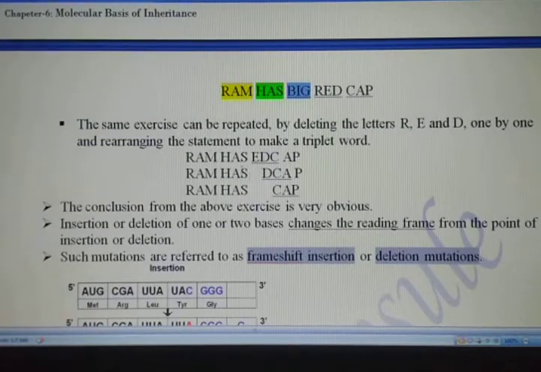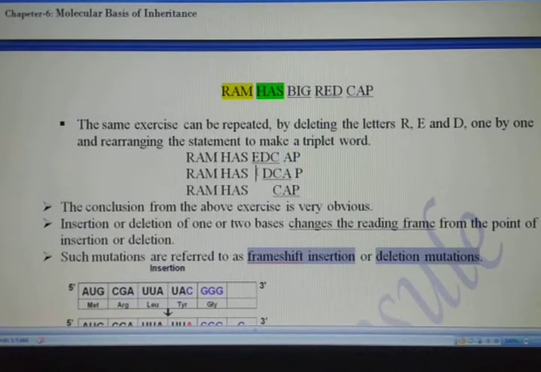The same thing we can perform for another one by deletion. Same: Ram has red cap. In that, what is done here? Insertion was done previously. Here we are talking about deletion. Let us say that RED is deleted one by one. First letter R is deleted here. So this is going to be disturbed after has. R is deleted here. So after R, what is there? ED, and then C has been taken from the next codon. As a result, at the end, AP is left.